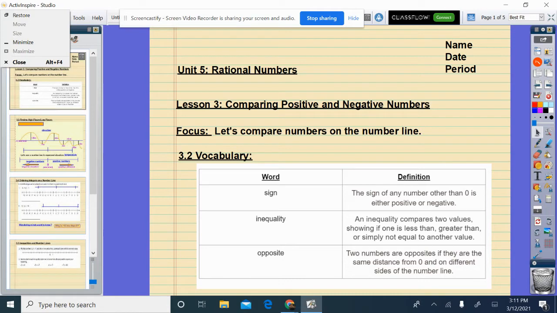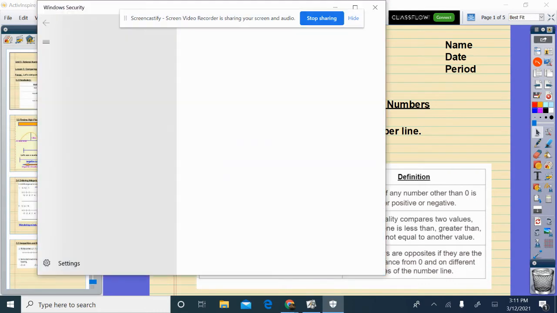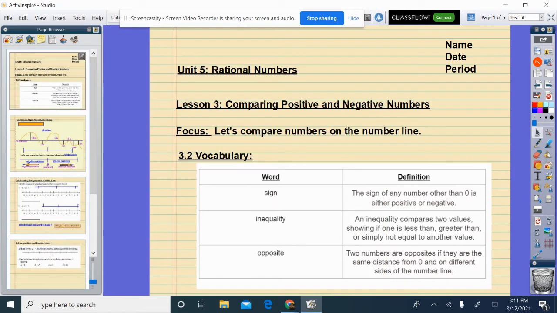There we go. All right, so the focus of this lesson is let's compare numbers on the number line. Remember, we're working with positive and negative numbers. Here's your vocabulary, and don't forget to put your name, date, and period up there. Make sure you put in this information in the guided notes.